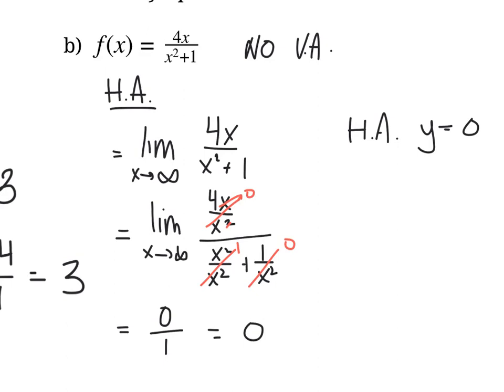Okay? We can also think about what happens when we plug in negative infinity. The same thing is going to happen though, because we didn't actually plug in a negative number here or a positive number here anyways. We just saw that it went to 0, so we'd have the same horizontal asymptote at y equals 0.